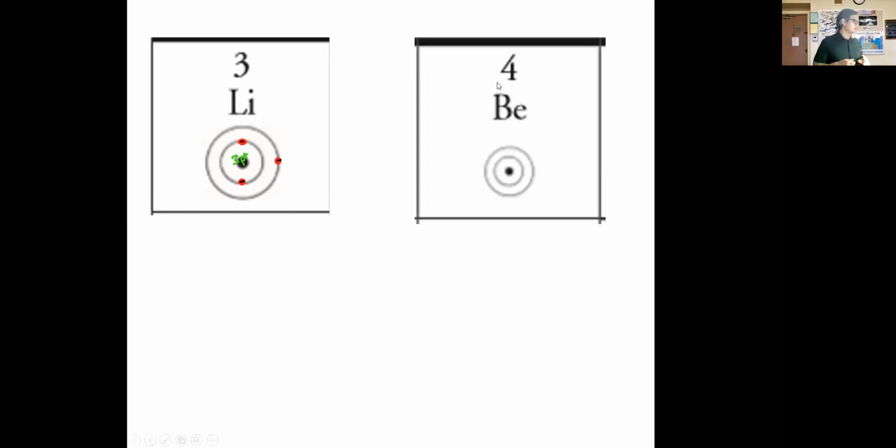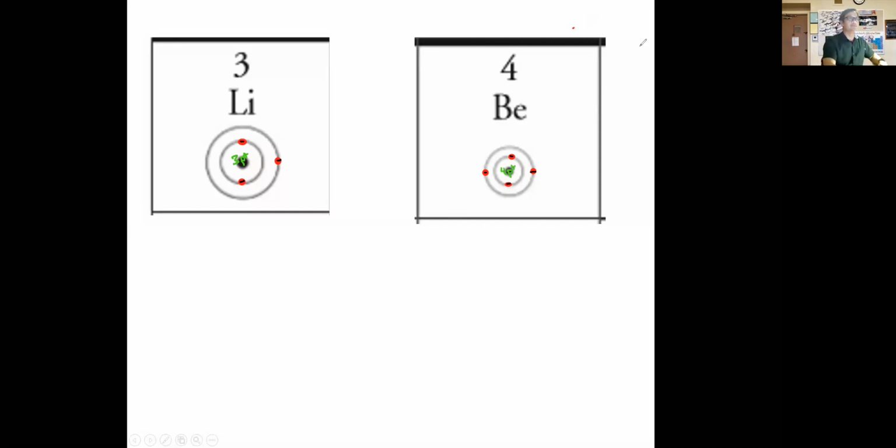Let's compare this. Let's take a look at the period trend first. Let's compare lithium to beryllium. Remember, beryllium is element number 4, just to the right of lithium, and we want to see why this trend will hold. Beryllium has 4 electrons, 2 in the 1s and 2 in the 2s. There are the 4 electrons that belong to the neutral beryllium atom, and it has 4 protons sitting in the nucleus.